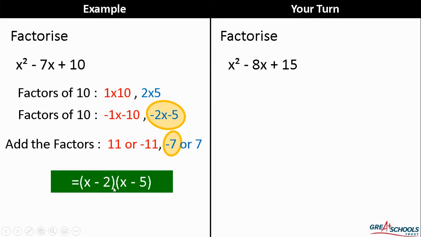And so I write out my two brackets like that. Negative 2 and negative 5. Multiplying negative 2 and negative 5 together gives me positive 10. But if I add them together, the sum is negative 7.